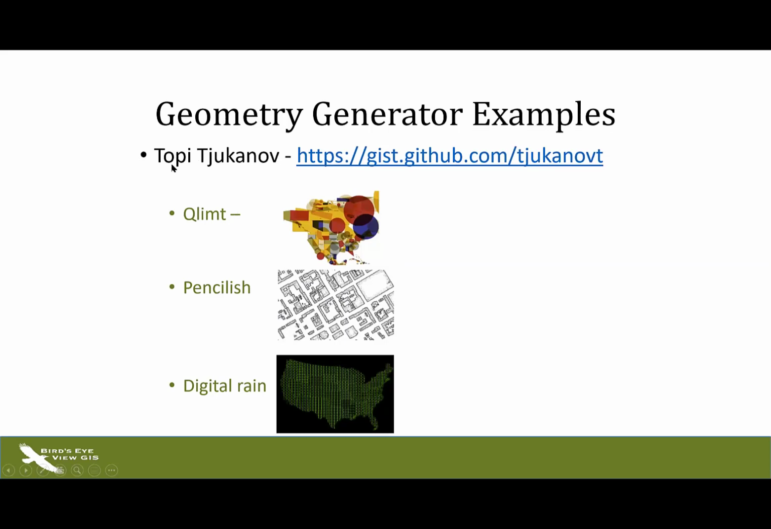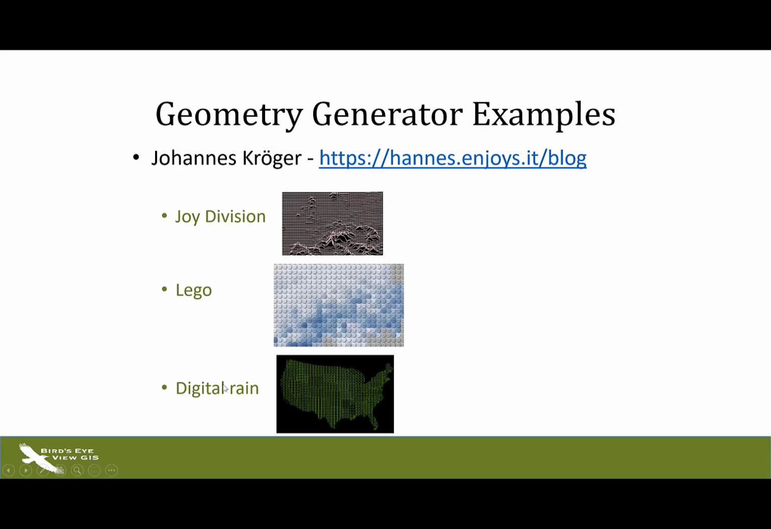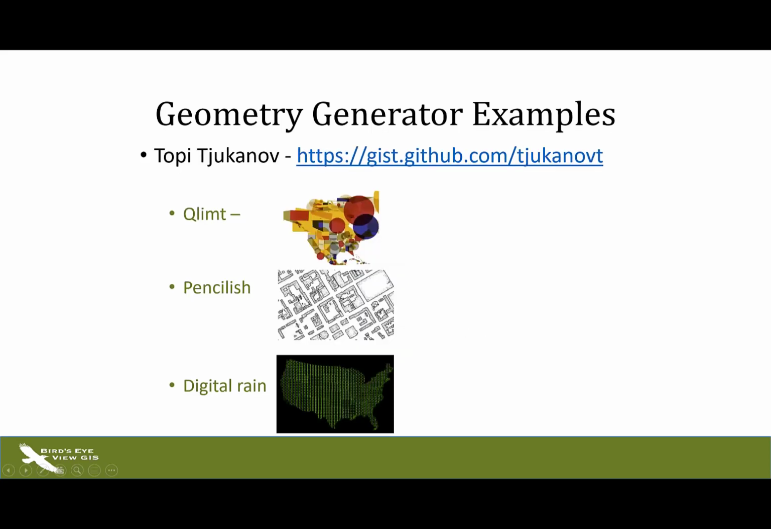And lastly, these three guys are probably three of the most creative geometry generator geeks on planet Earth. This gentleman, I think he's Finnish, has a GitHub page with several interesting ones. Actually, Digital Rain isn't his, I should take that off. That was a mistake. But he just came up with this crazy one called Gustav. It's based on Gustav Klimt's art.